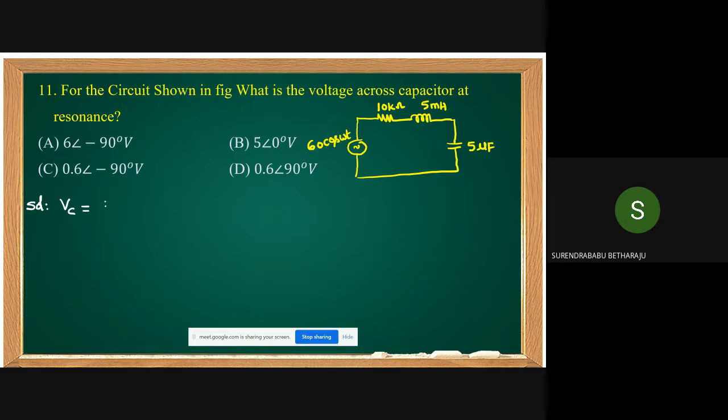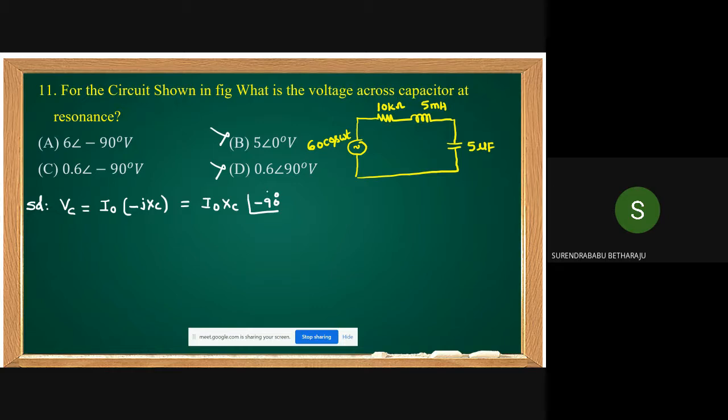That's why I'm writing: we know that, let I naught be the current at resonance condition. We know that at resonance condition, current is maximum. I naught into minus jXC. Shall I write like this? I naught into XC at an angle of minus 90 degrees. Then option B is not the answer, option D is not the answer. Either A or C is the answer. Now we want to find I naught and XC.